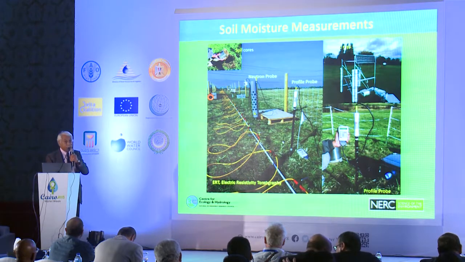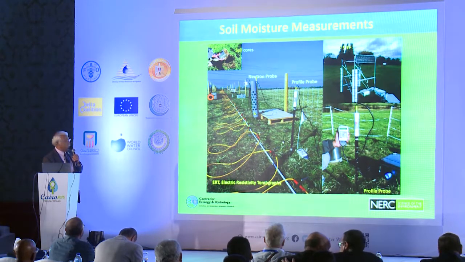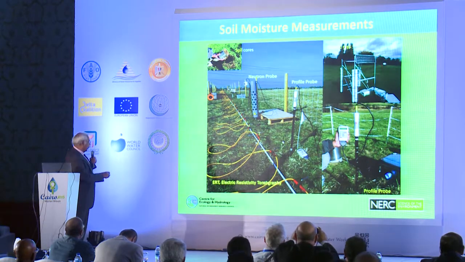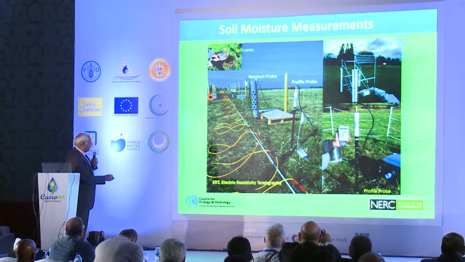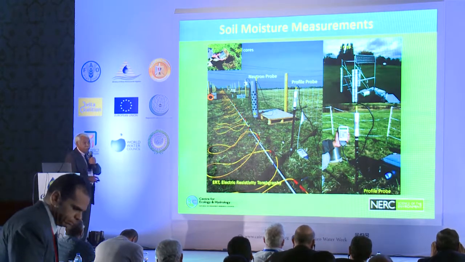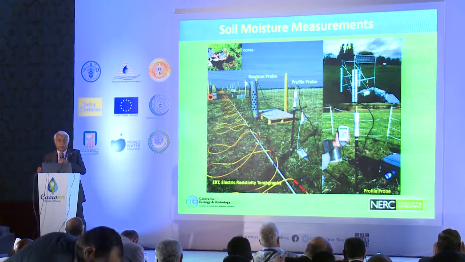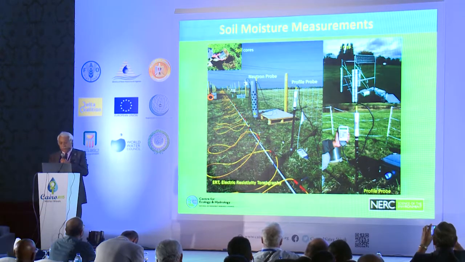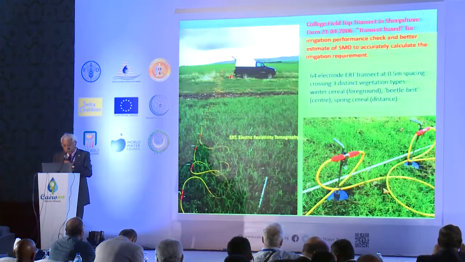Then we went to something else, ERT, or Electrical Resistivity Tomography, where we use a transect and measure soil moisture along the transect. Each transect is 32 meters, and sometimes in the field we do 64 meters using the battery of the Land Rover.